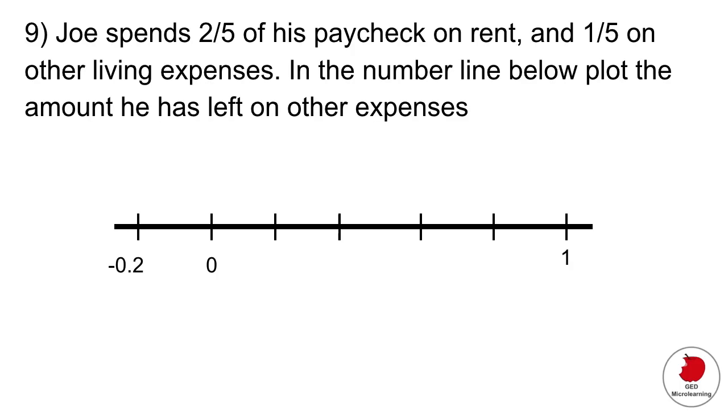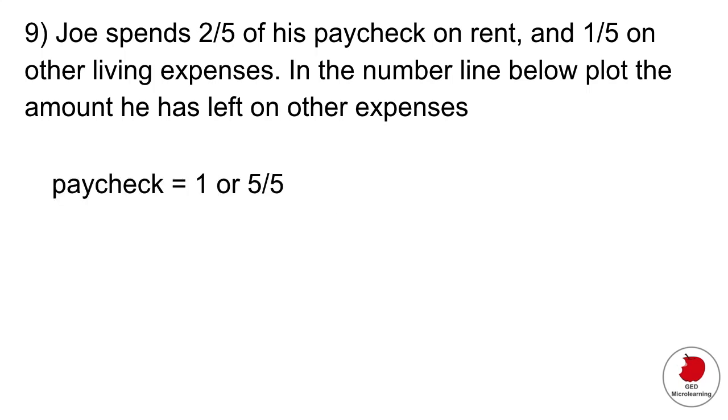Okay, question 9. It says, Joe spends 2/5 of his paycheck on rent and 1/5 on other living expenses. In the number line below, plot the amount he has left on other expenses. You can see that they give us a number line that starts at minus 0.2 and goes up to 1. First of all, let's talk about his paycheck. We don't know what he got paid, but we're going to say that the paycheck has a value of 1. Or if we want to put it in fraction form, we would say 5/5.